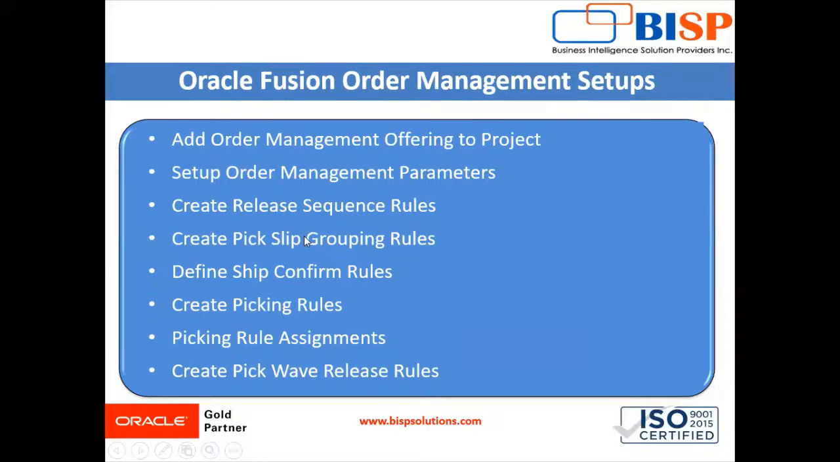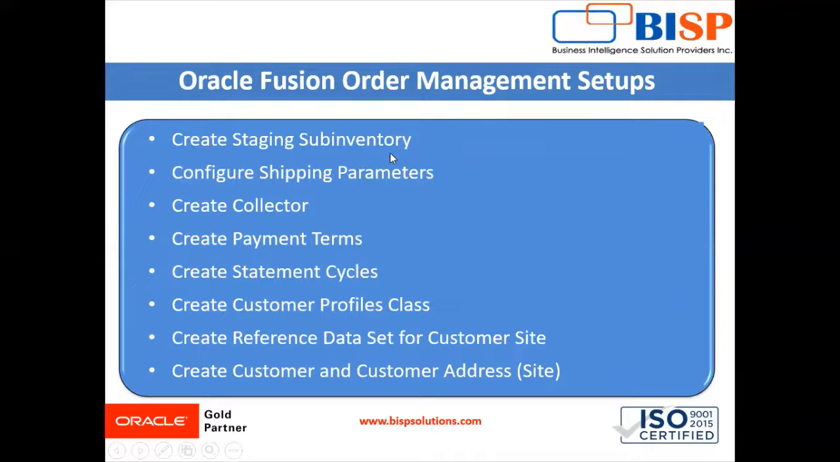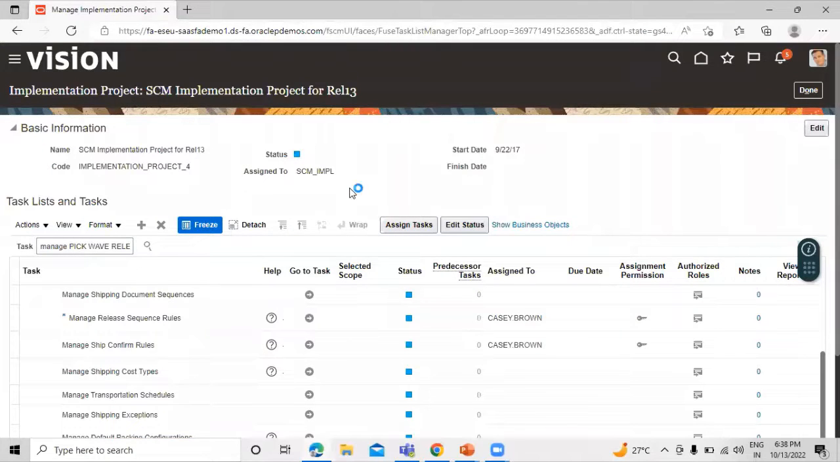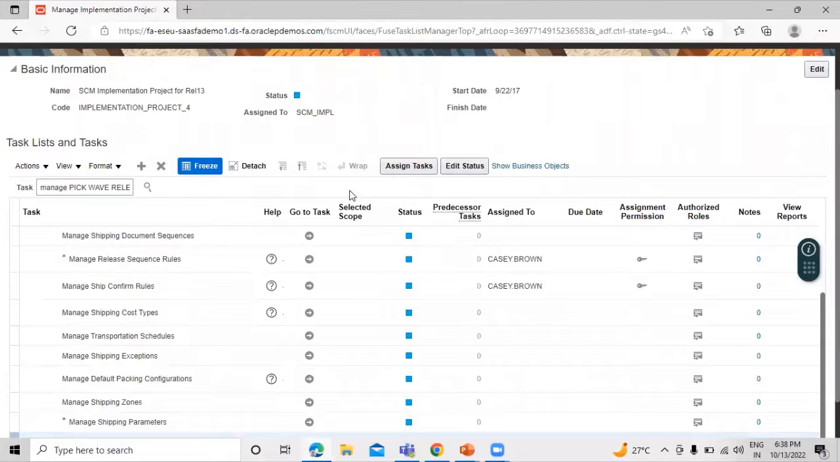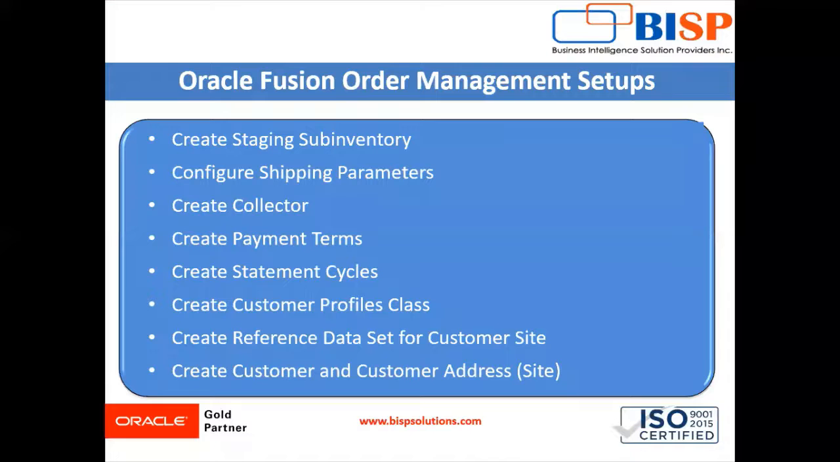Let's move on to the next slides. So we have to create a staging sub inventory. So for the practice purpose, we have selected our own sub inventory as a staging sub inventory. Either you can create a new one, or you can select our own. So no need to create our staging sub inventory. We will select our sub inventory Tata sub in one as a staging sub inventory. So what is our next task? Configure the shipping parameter.